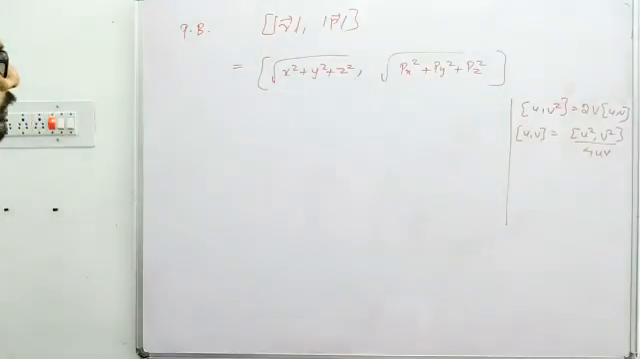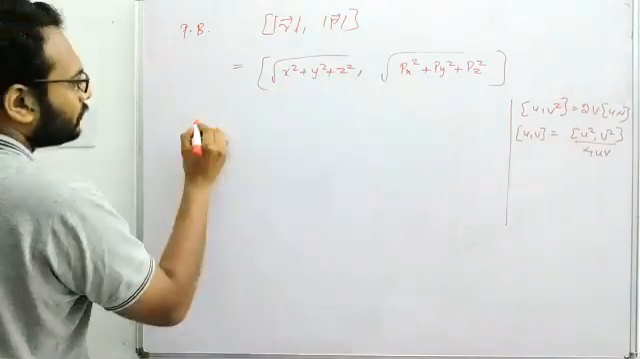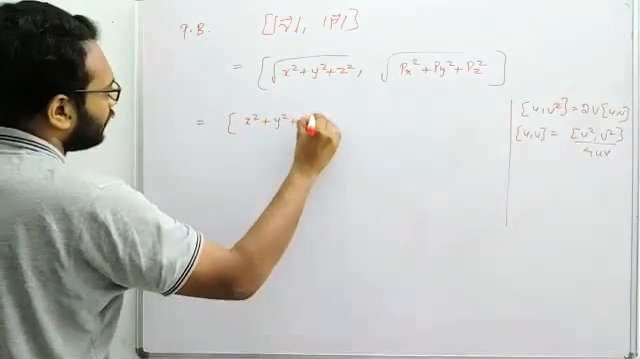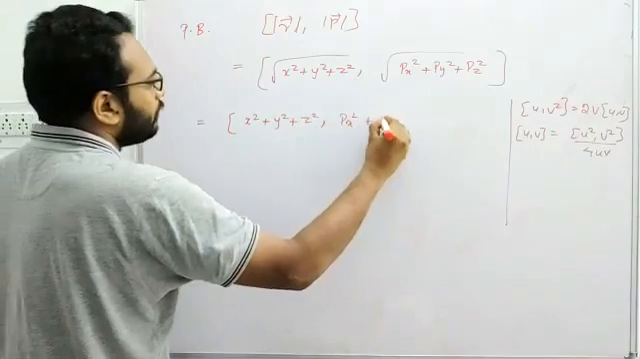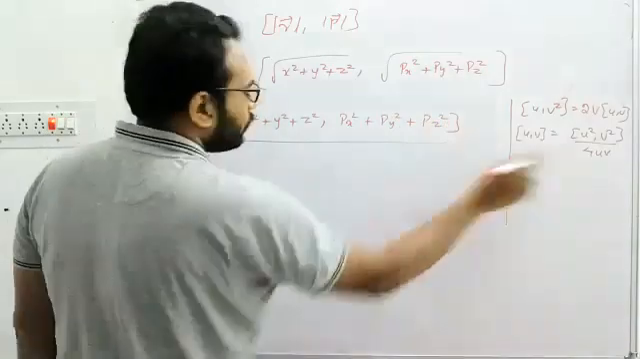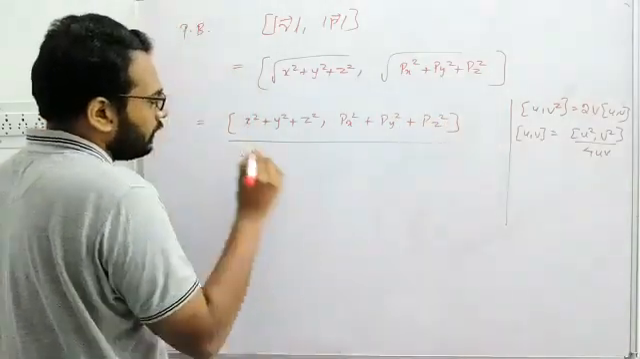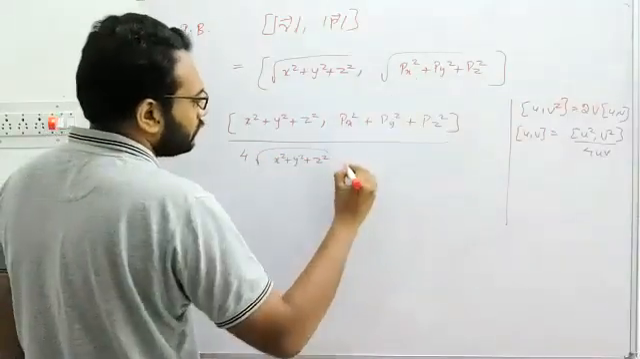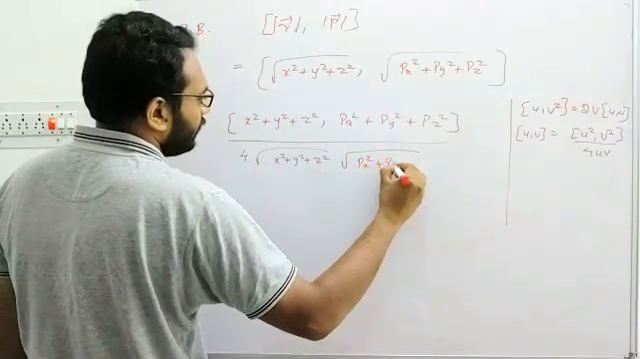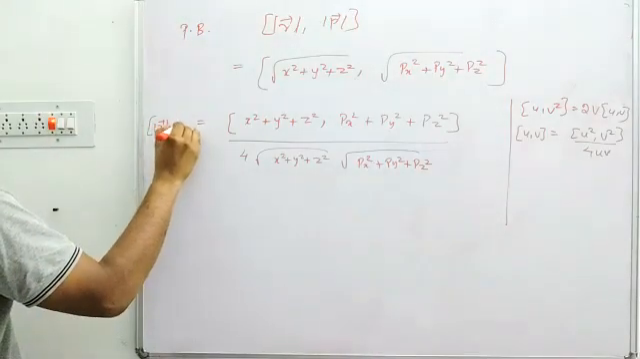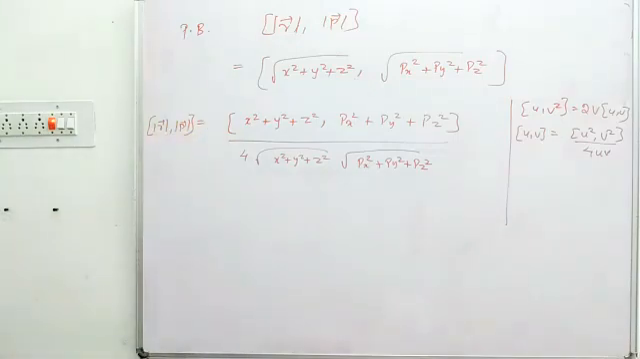So what does this mean? We need to find this commutator. So we'll take it as u squared comma v squared: x squared plus y squared plus z squared, comma px squared plus py squared plus pz squared, divided by 4uv. What's u? Square root of x squared plus y squared plus z squared. And what's v? Square root of px squared plus py squared plus pz squared. This is the commutator of the modulus of r vector with the modulus of p vector.